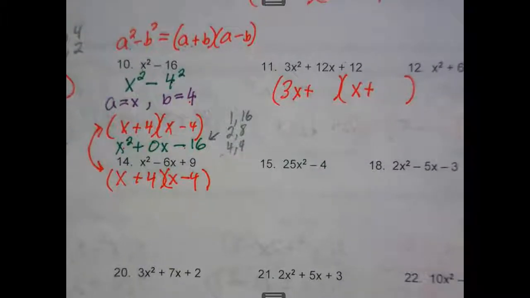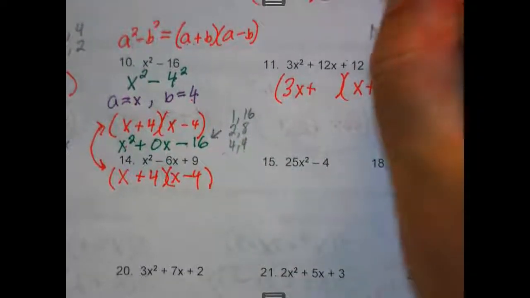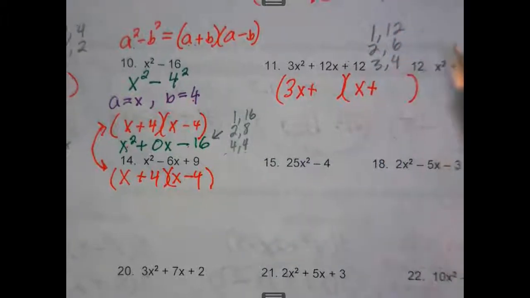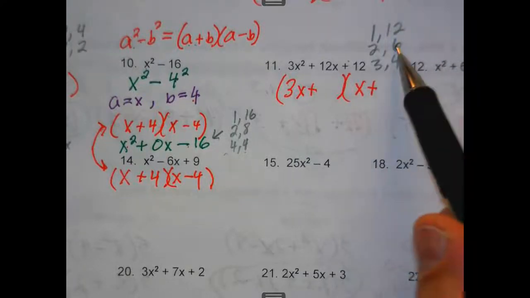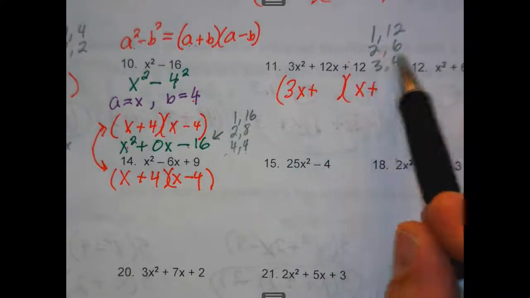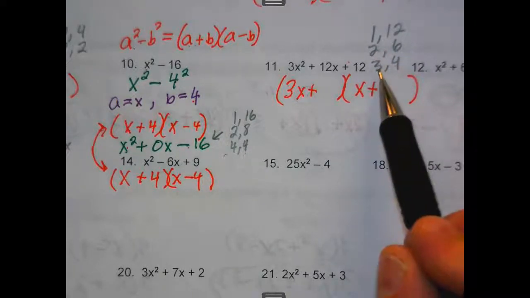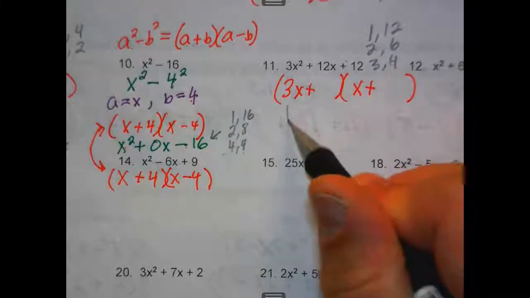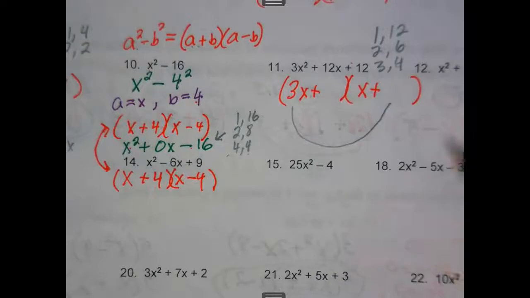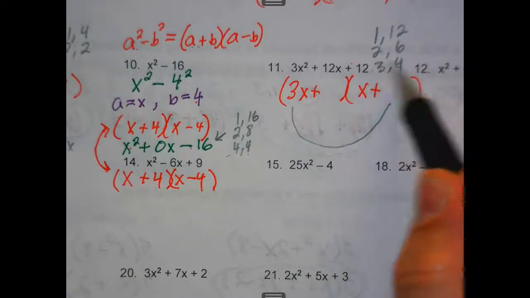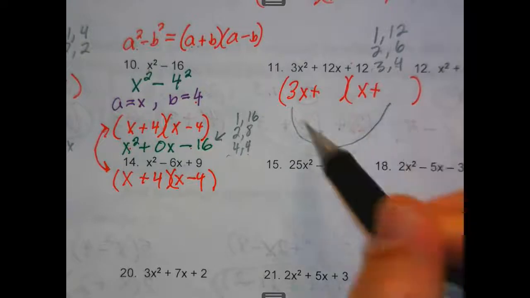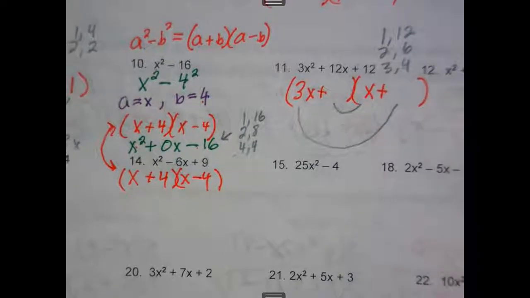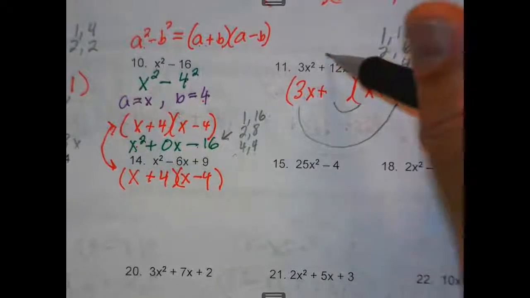Factors of 12. Now here's the tricky part. 1 and 12, 2 and 6, 3 and 4. Because they're both positive, I'm going to be adding these, but one of them is going to be multiplied by 3 and then add the other one. You know what I mean? There's the outside. So whatever one I choose, one of my factors is going to be multiplied by 3. You want to use a 3 and 4? They have to add up to 12.